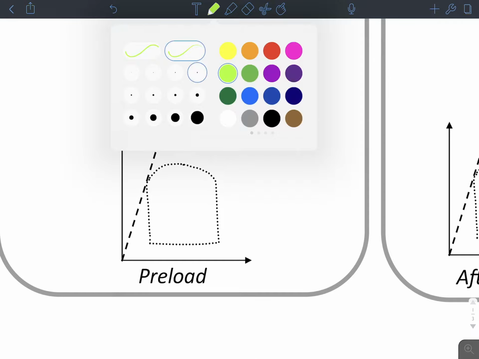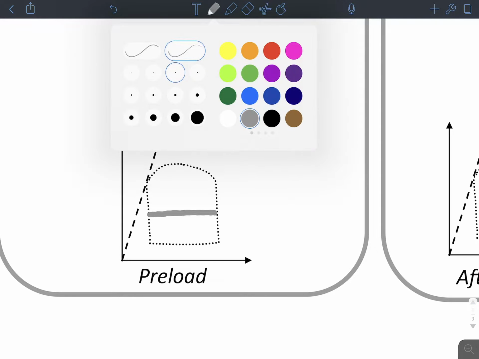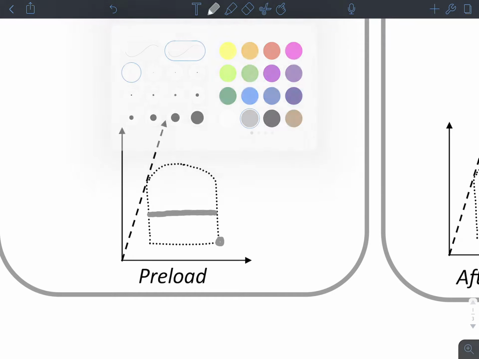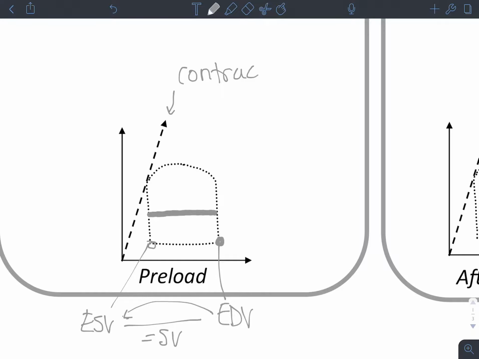All right, so this dotted line is what normal stroke volume would look like, and stroke volume is the width of this curve. That's how it's represented. And I'd also like to remind you that this point right here is EDV, and this point right here is ESV. So the distance between the two, if we take this and subtract it from this, that equals stroke volume. Perfect. This line right here represents contractility, and we'll get to contractility.